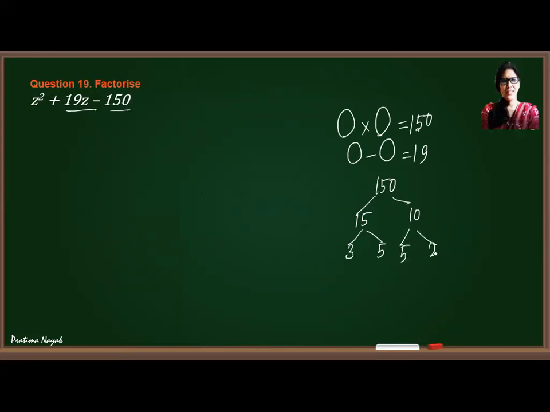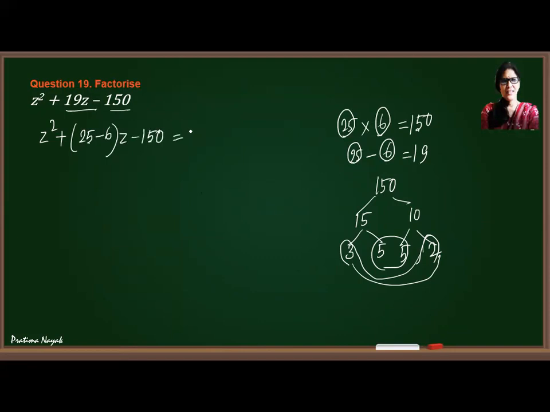It can be 25 and 6. 25 minus 6 is equal to 19, and 25 into 6 is equal to 150. So let us break 19 as 25 minus 6: z square plus 25z minus 6z minus 150.